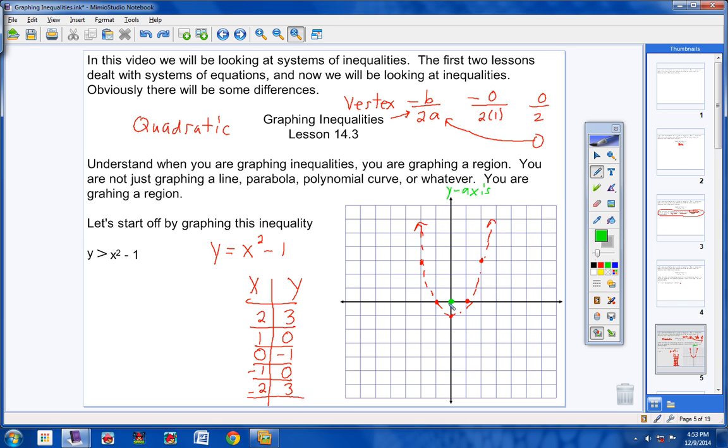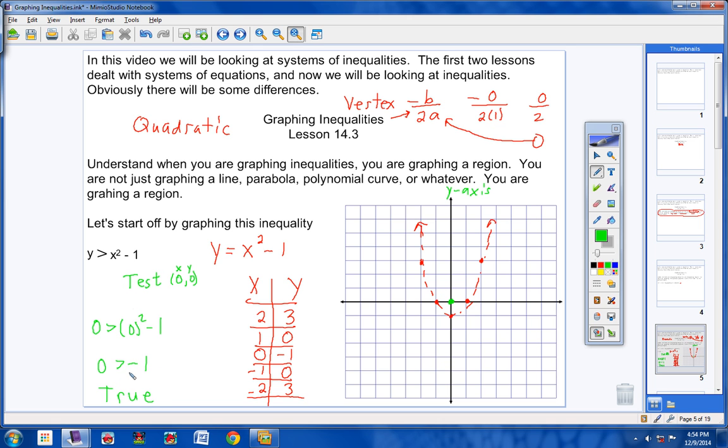Okay? So I'm going to test 0, 0. Now watch what happens. You test it in your inequality. So here's my x, here's my y. Where the y is, I'm going to put a 0. Where the x is, I'm going to put a 0. 0 squared is 0 minus 1 is negative 1. Is that true or is that false? 0 is greater than negative 1. That's true.